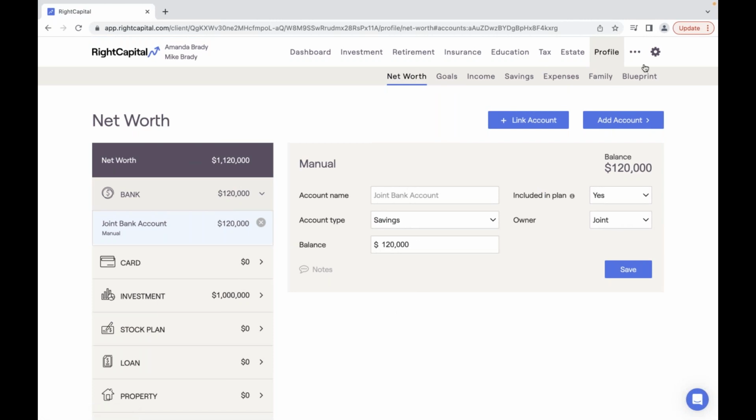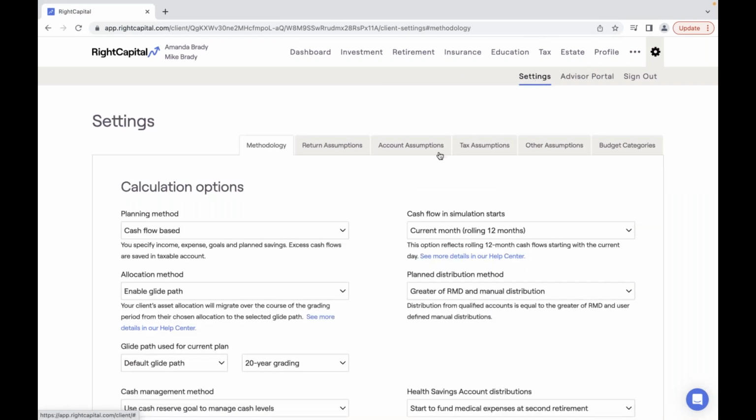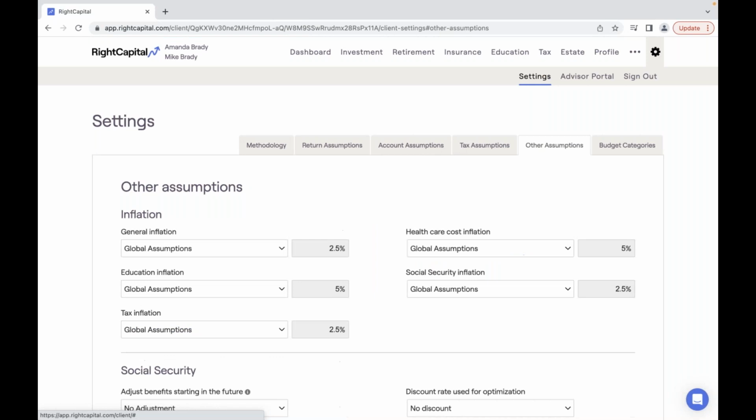Now, as I said previously, those fundamental assumptions that we talked about are important to remember. So you can assign them globally in the advisor portal, but as a quick refresher here, in the gear icon settings for each individual plan, you can talk about what general inflation looks like, or what education cost inflation looks like, or tax inflation, which will increase, for example, standard deduction amounts, or the actual IRS tax bracket income thresholds will grow by this assumption.